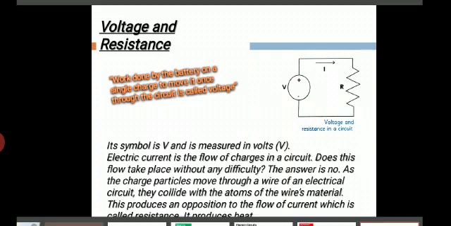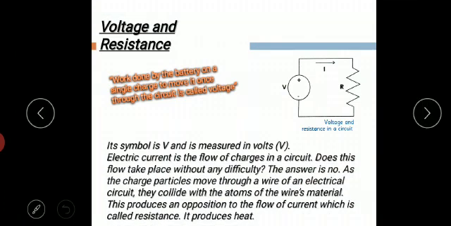Okay, in this circuit diagram, students, this is the voltage and this is the resistance, and these are the wires, and current passes through these wires.